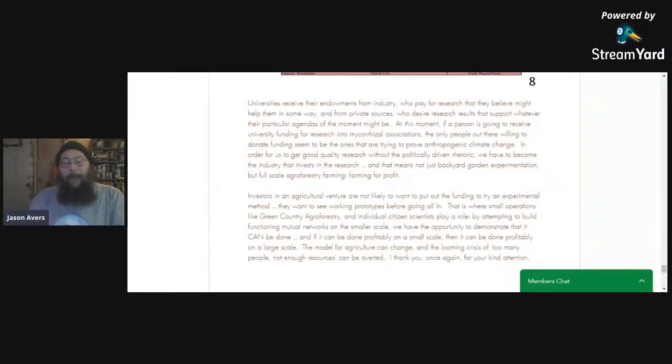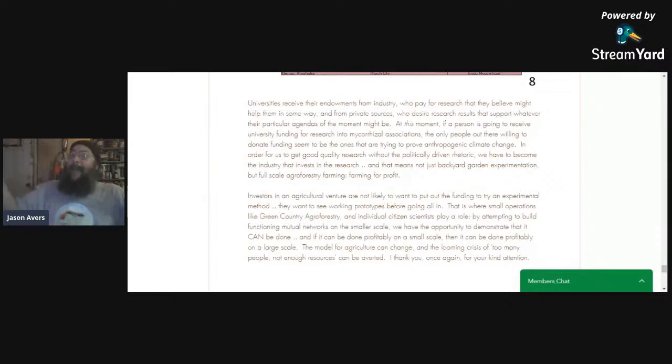In order for us to get good quality research without the politically driven rhetoric, we have to become the industry that invests in the research. That means you and me and everybody else, and we have to build that industry. That means not just backyard garden experimentation, but full-scale agroforestry. That means farming for profit. But the only way you're going to be able to get somebody to invest in a farming for profit enterprise is if they see a working model of that.